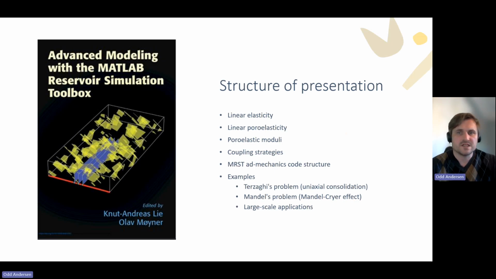The goal of this presentation is to provide a very brief overview of linear poroelastic theory and show how this can be modeled using the tools provided by the MATLAB Reservoir Simulation Toolbox, or MRST. The code for the examples shown here are also provided directly in the AD mechanics module, and they are discussed more in depth in the last chapter of our open access book.